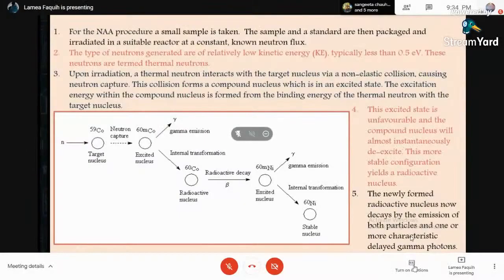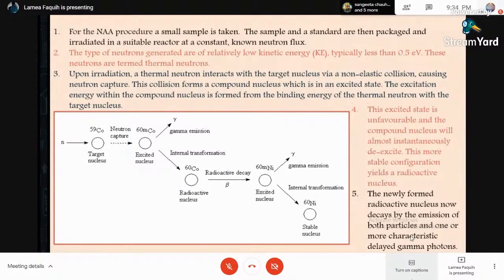Now, the excited state is very temporary. They are just going to stay there for a very small amount of time, somewhere around 10 raised to the power minus 12 or minus 9 seconds only. And after that, they will immediately start to de-excite. So here we obtain a radioactive nucleus, which is a more stable configuration. So now this is the basic idea for neutron activation analysis.